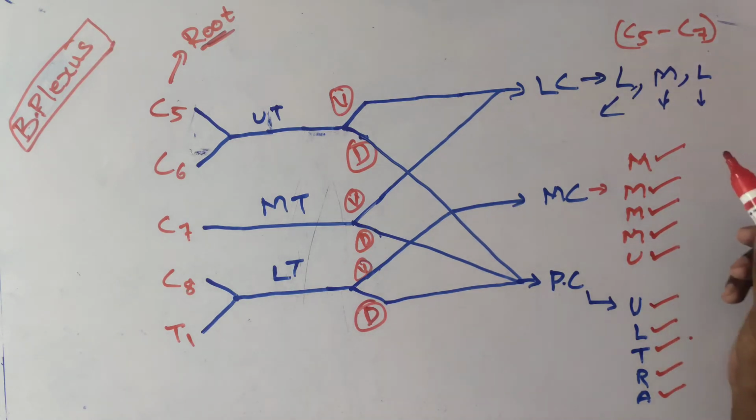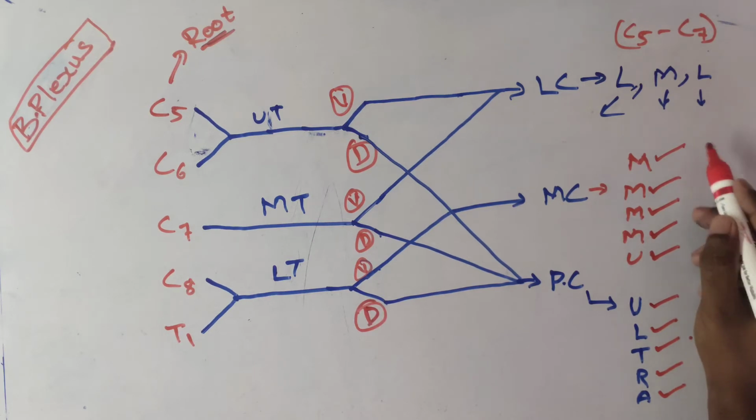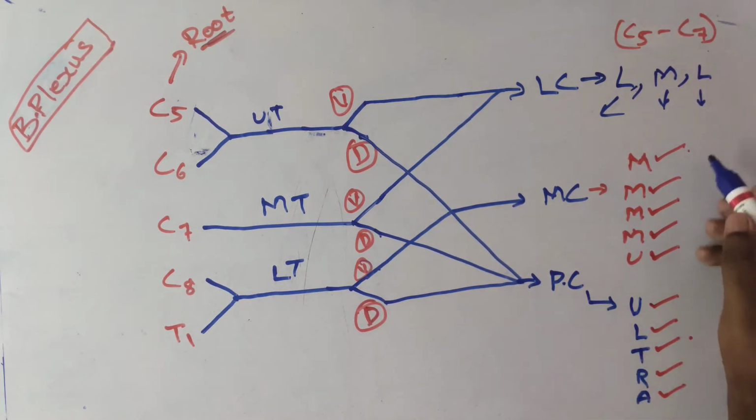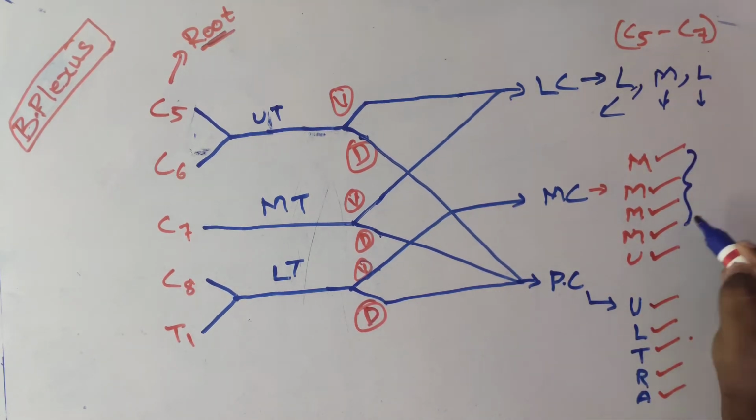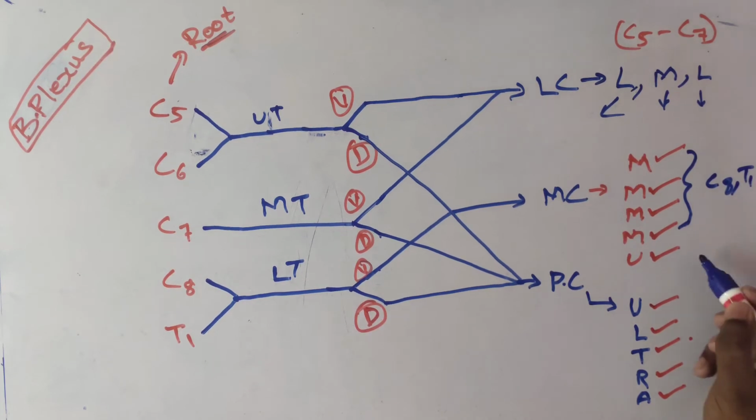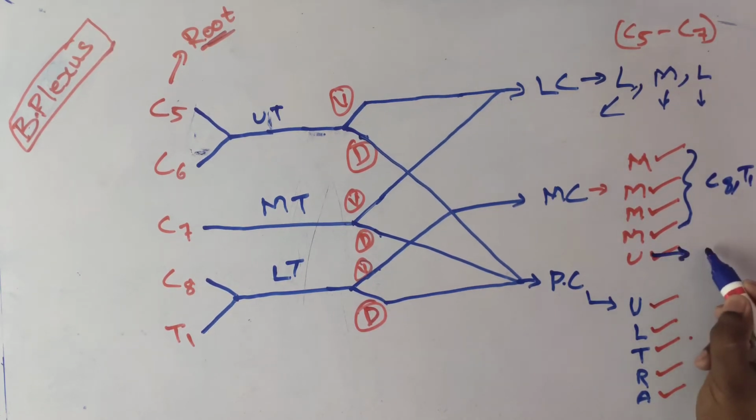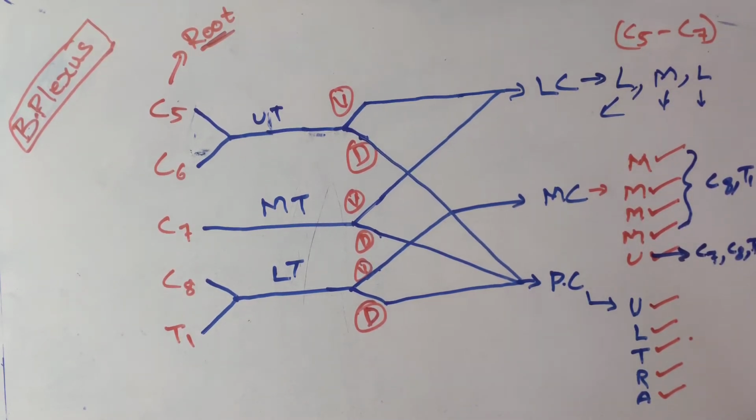Okay, and these four nerves start with the letter M. These 4 nerves are supplied by C8 and T1 roots, and this ulnar nerve is supplied by C7, C8 and T1.